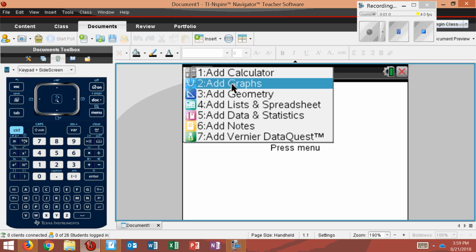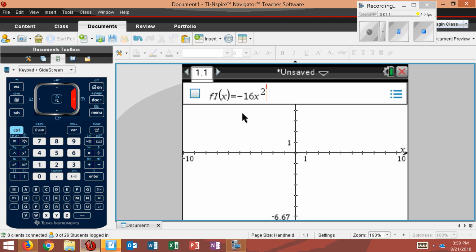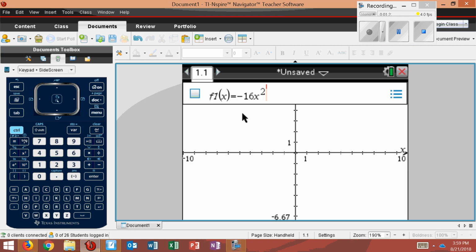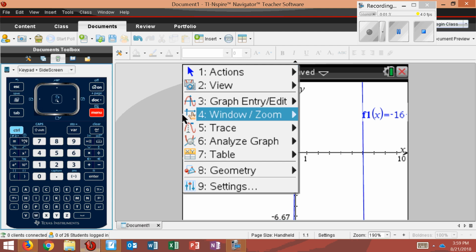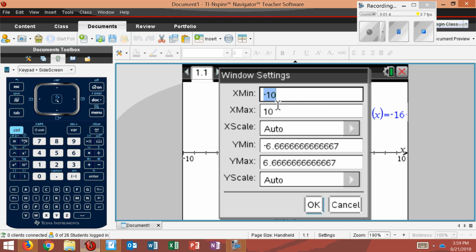So I'll go to add graph, and my equation was negative 16, and instead of t I have to do x squared, plus 96x plus 5. Now it's hard to see that here, and I can see it's hitting the ground at 1, 2, 3, 4, 5, 6. So I'm going to go to Window Zoom, and Settings, and I'm just going to change the axis. I'm not looking for the negative values, but I want to be able to see the axis, so I'll just do -1. We know it hits the ground around 6 seconds, so I'll just go past it to 7 seconds.